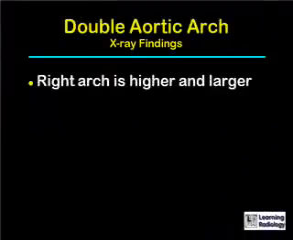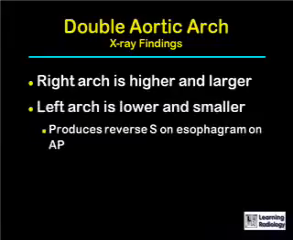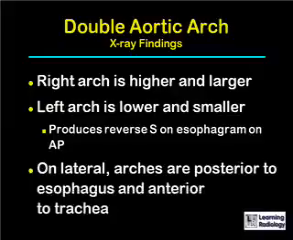As we said, the right arch is usually higher and larger than the left. This produces a reversed S sign on the esophagram in the AP projection. On the lateral view, the arches are posterior to the esophagus and anterior to the trachea.